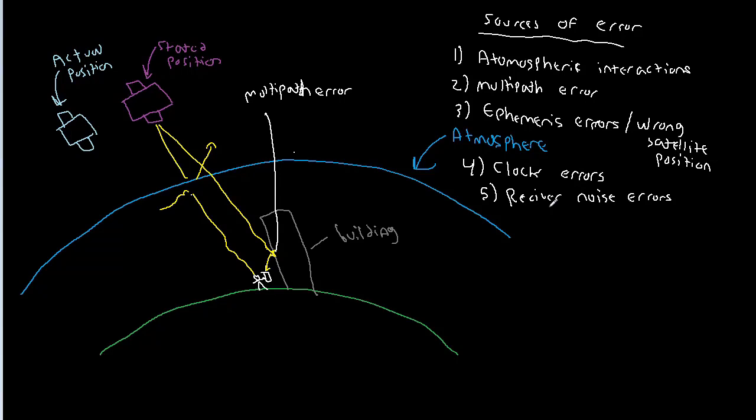So these 5 things are the primary sources of error in GPS. What I want to do in the next video is talk about something called differential correction that allows us to account for most of these errors by using the other segment that we haven't really talked about, which is the control segment or the base station segment.